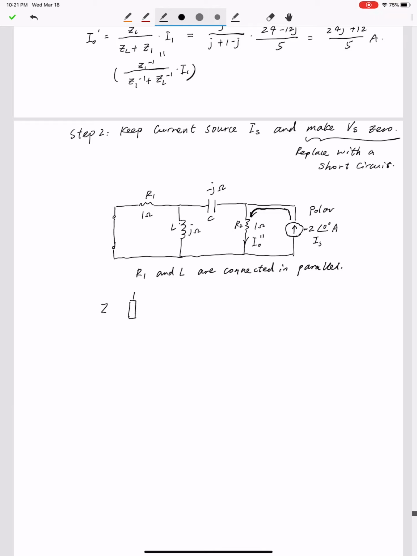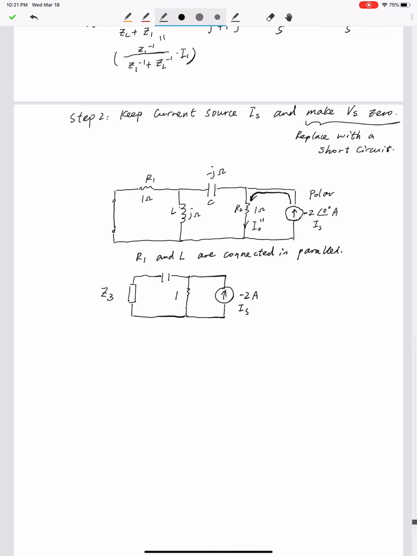Let's name the impedance after the combination as Z3, okay? And the rest of the circuit looks like this. The current source value right now is minus 2 amp. This is Is, okay? This is R2, 1 ohm, and this is I naught double dot. This is J. This is capacitor C.